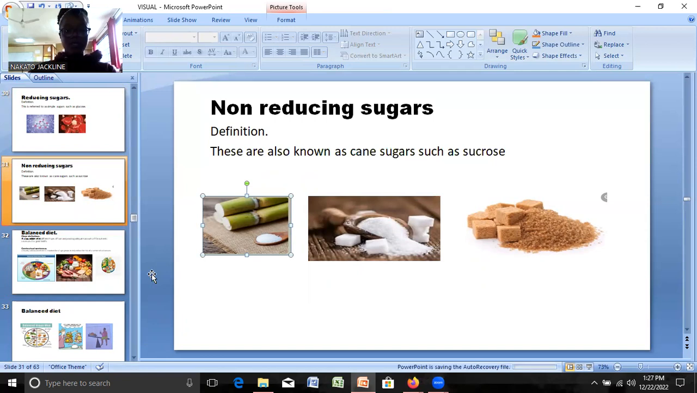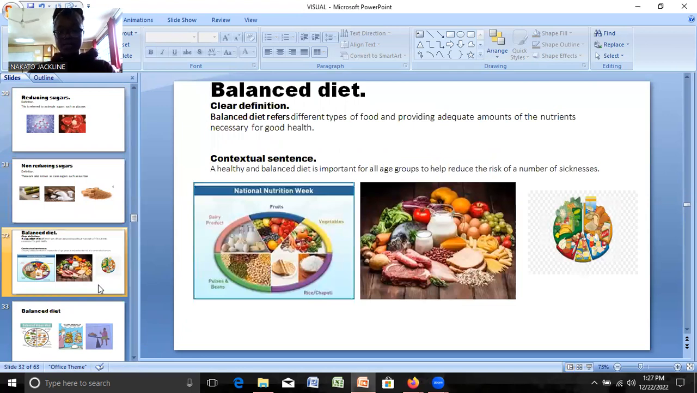Another keyword, we have the balanced diet. This refers to the different types of food, providing adequate amounts of the nutrients necessary for our good health. For example, when you eat cassava, lumonde, you eat potatoes, that has the same nutrient, which is not a balanced diet. So for a balanced diet, you have to eat different things.